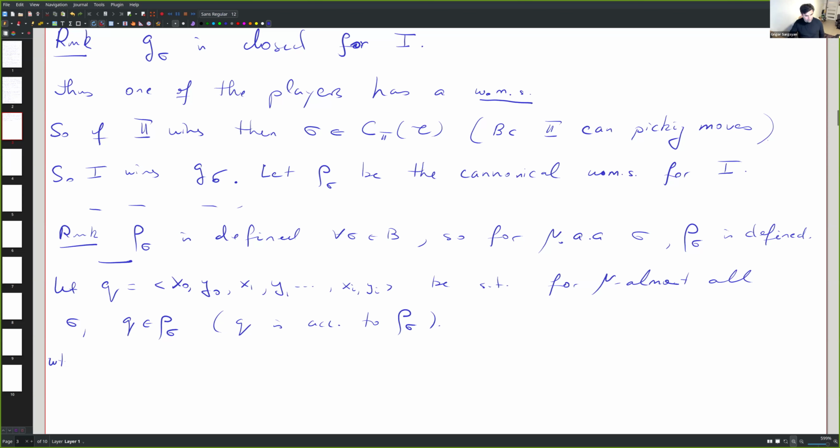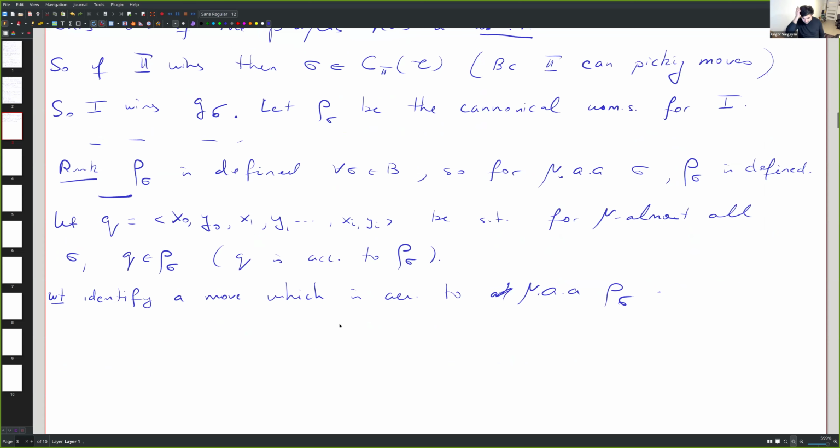So we want to identify a move which is according to almost all sigma, all rho sigma. Okay, because it's for almost all, so what do we have, right? My assumption is that for mu almost all sigma, Q is in rho sigma.